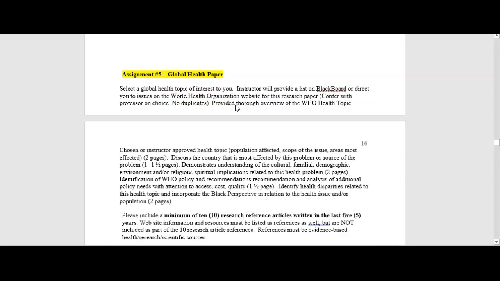And then we have our assignment number 5, global health paper. Select a global health topic of interest to you. However, normally with this assignment, I allow students to pick, but right now we're going to actually talk about COVID-19. Again, I want to focus this class because we're going through a global health pandemic with COVID-19. But here, I want you to select a country that is dealing with the pandemic specifically and focus on that particular region of the world and its response and dealings with COVID-19.